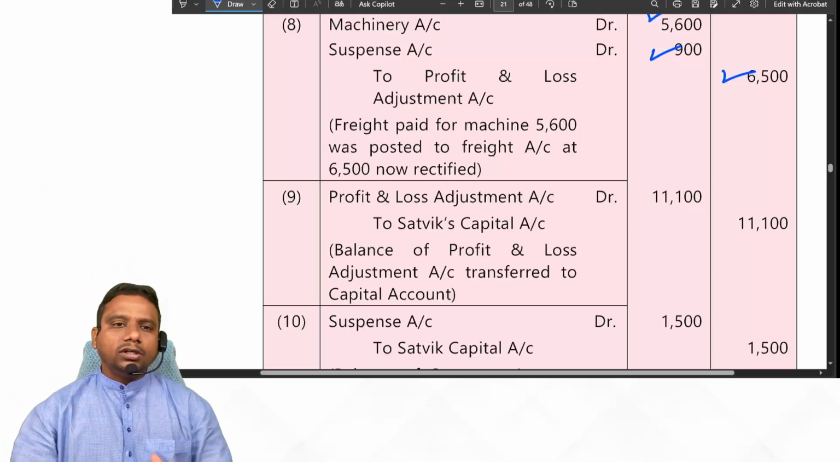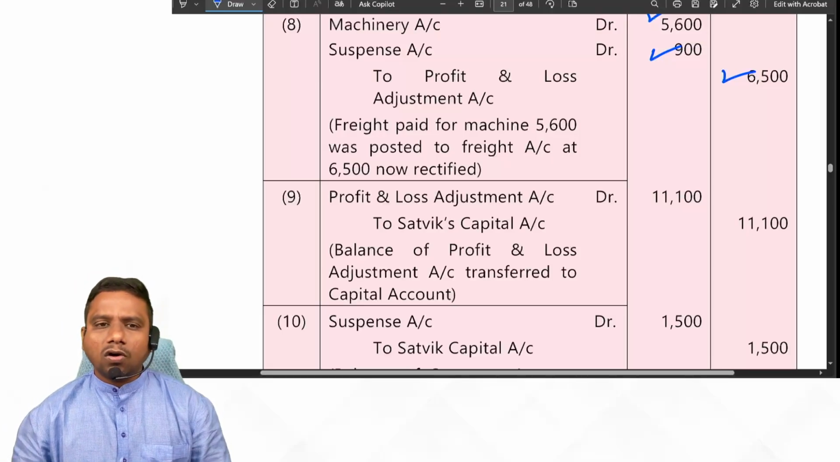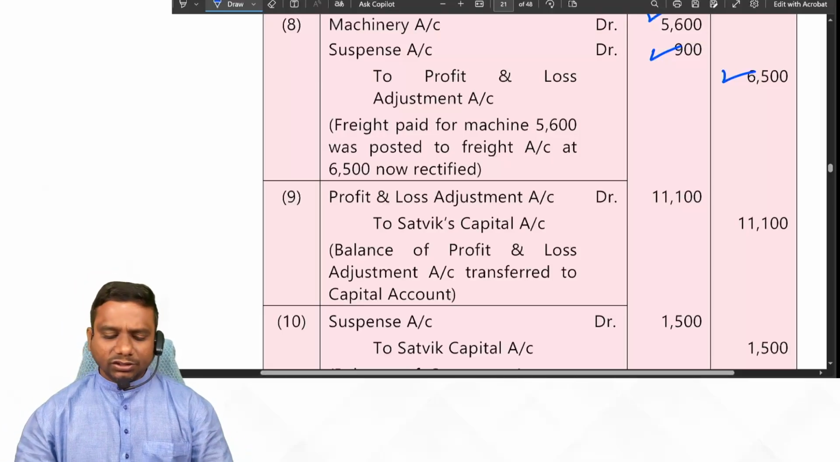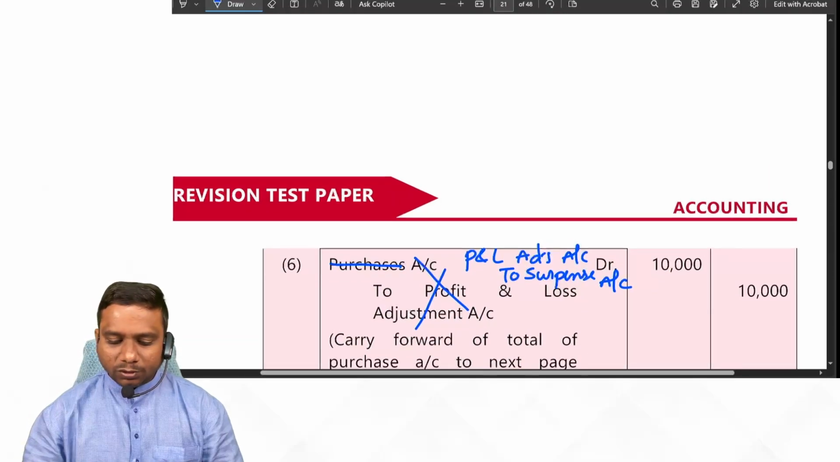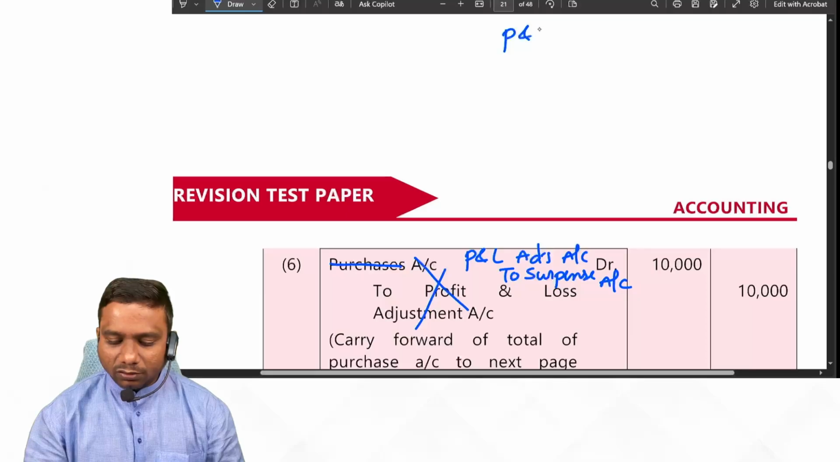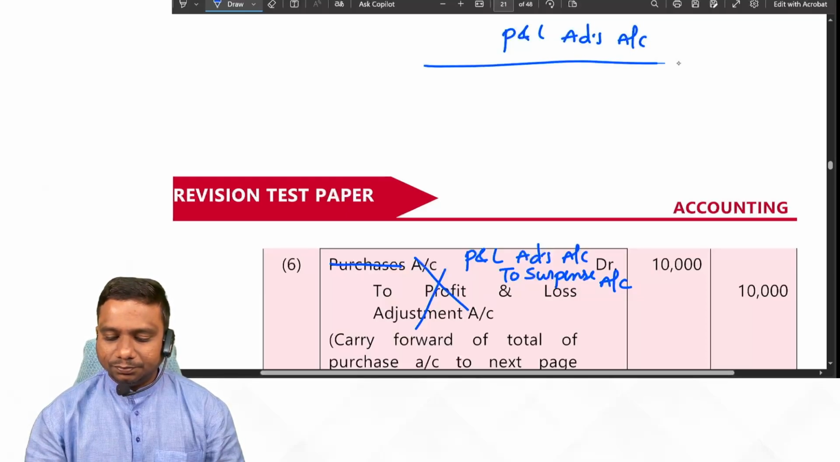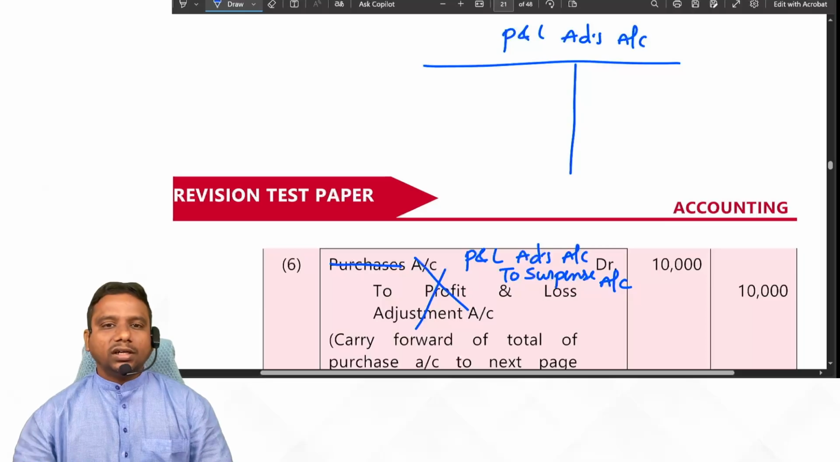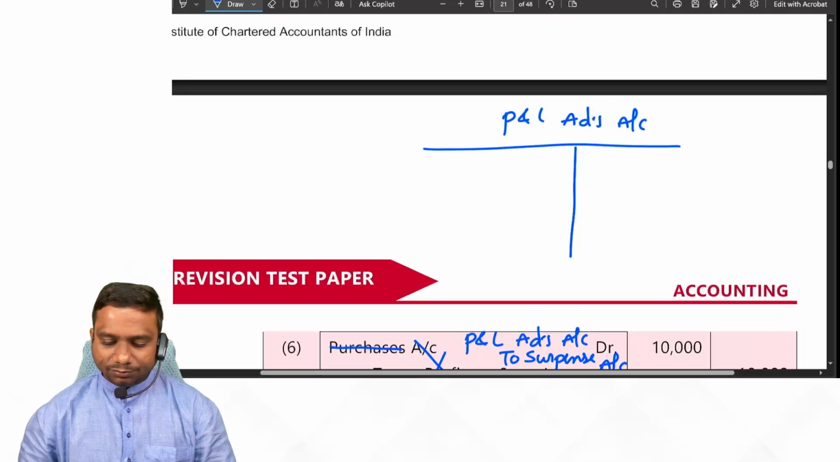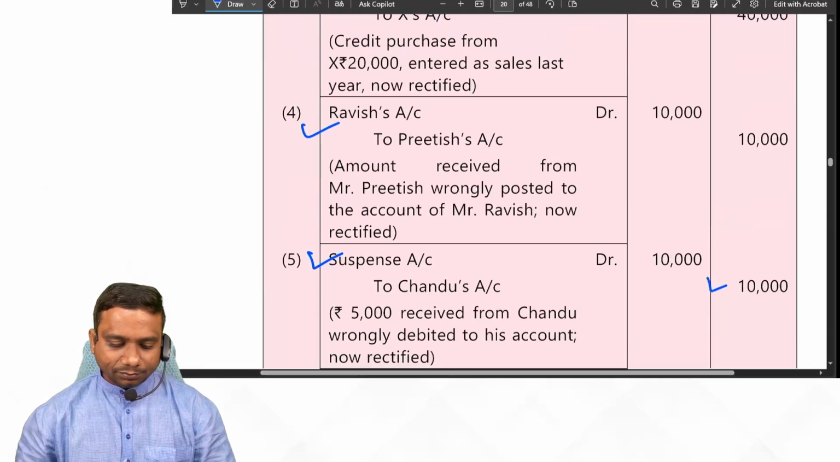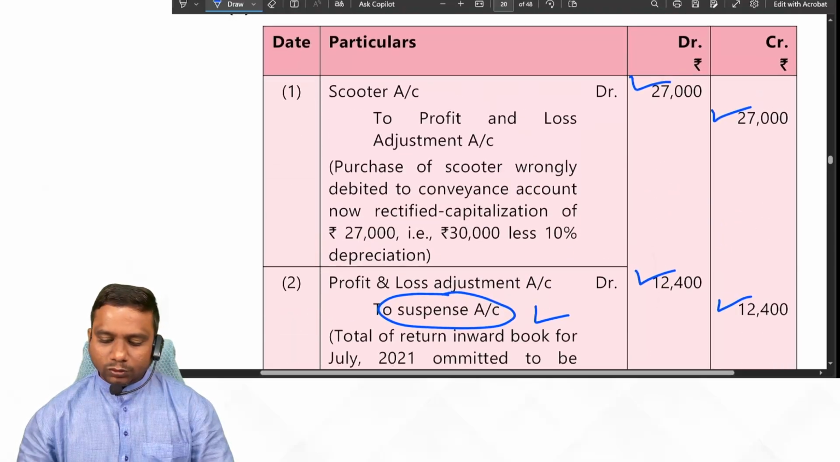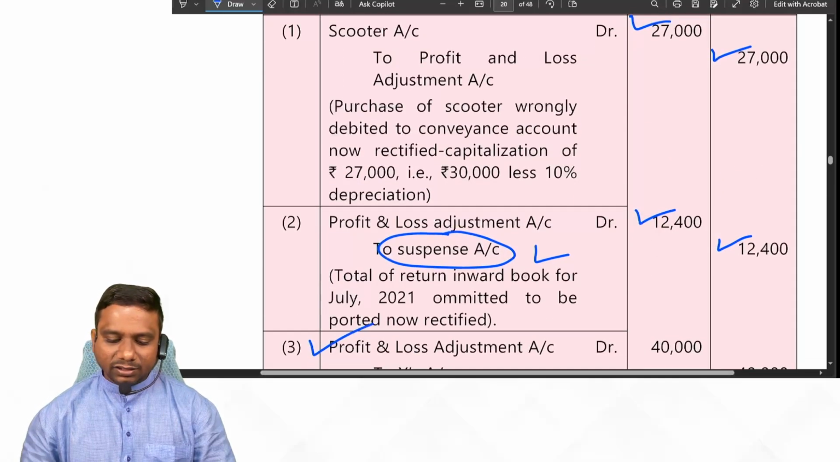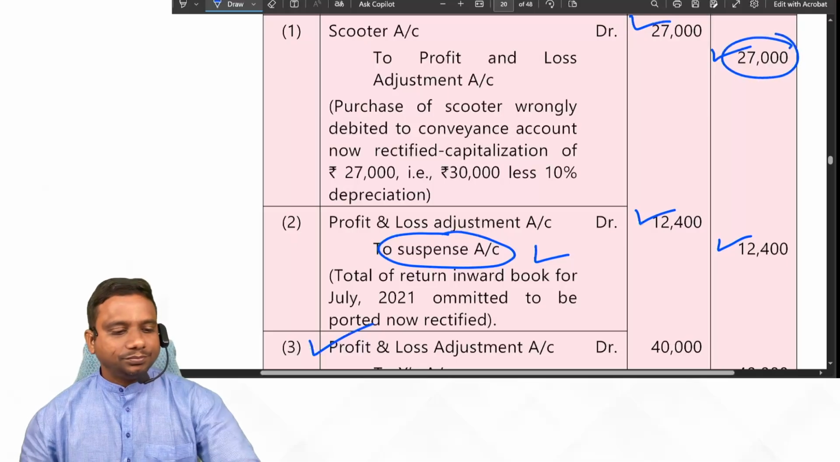Now, after completion of all rectification entries, try to prepare the P&L adjustment account, students. Look at the first entry. Yes, first one: P&L adjustment account, credit 27,000.